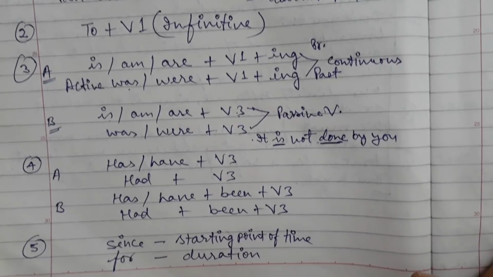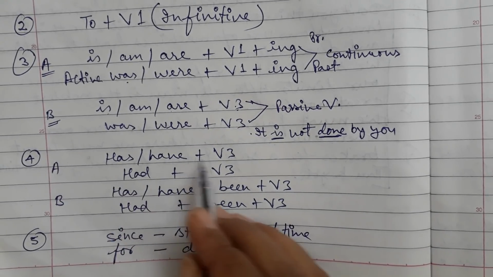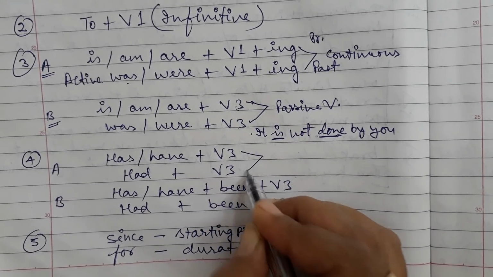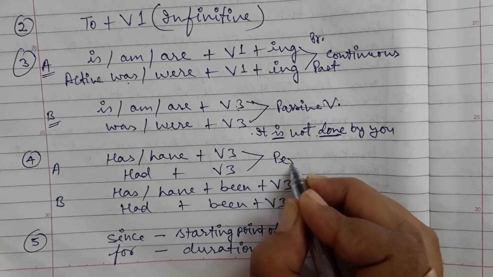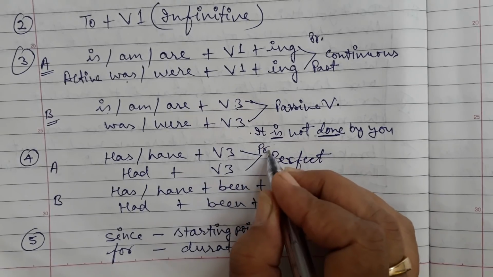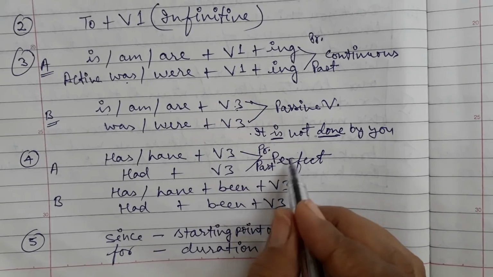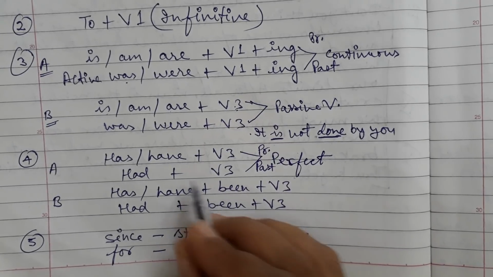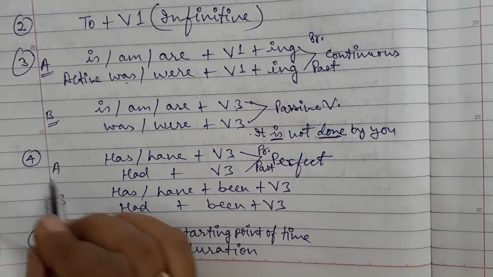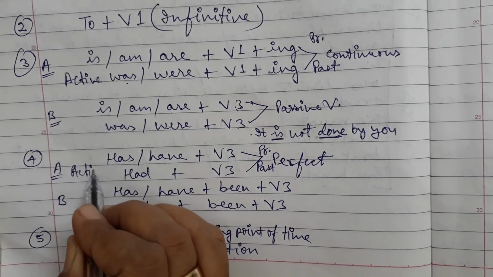Now there are two more very simple rules. Let us see them. With has, have, we use the third form of verb. With had, we have the third form of verb. And this tense is perfect tense. Has, have are used in present and had is used in past. Present perfect, past perfect. Always. If there is any error, you can correct it. But this is one case. This is the case of active voice.